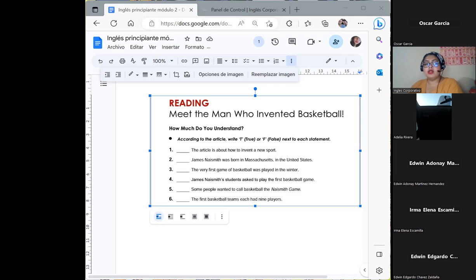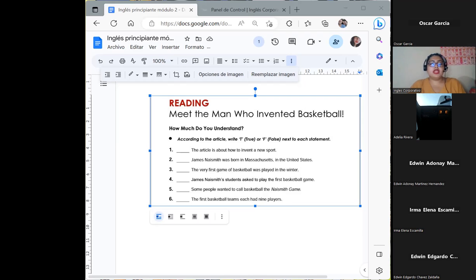Ya tenemos la respuesta del número uno, que era verdadero. Ahora, en el caso de la número dos, James is false. Because it says James Naismith was born in Massachusetts in the United States. And of course, it's false. He was born where? ¿Dónde nació él? Ontario, Canadá. Very good. Excellent.